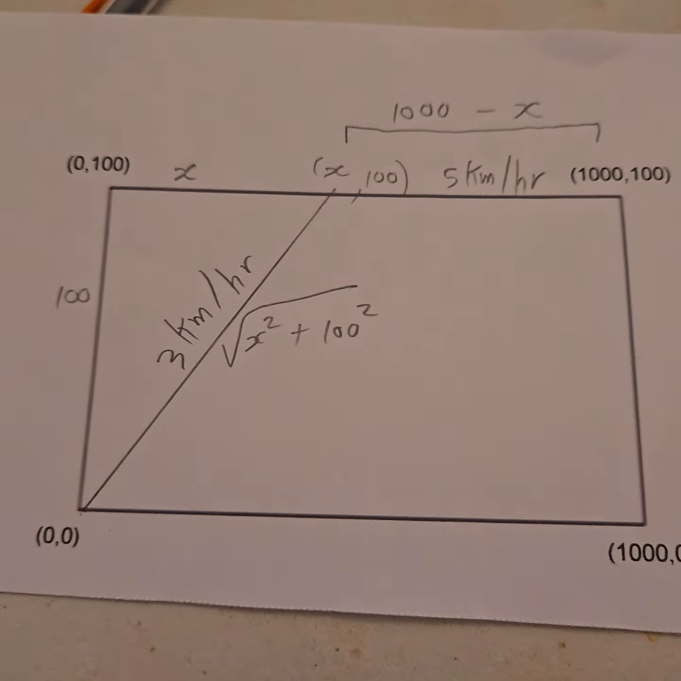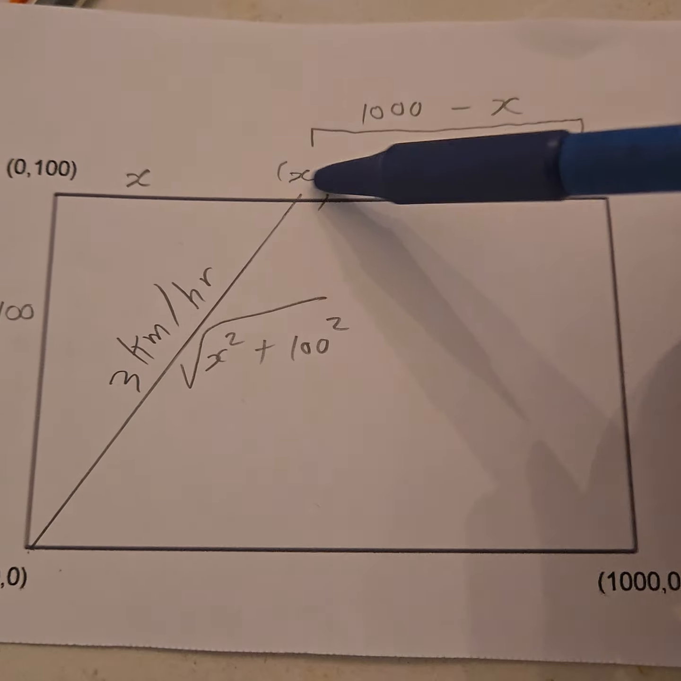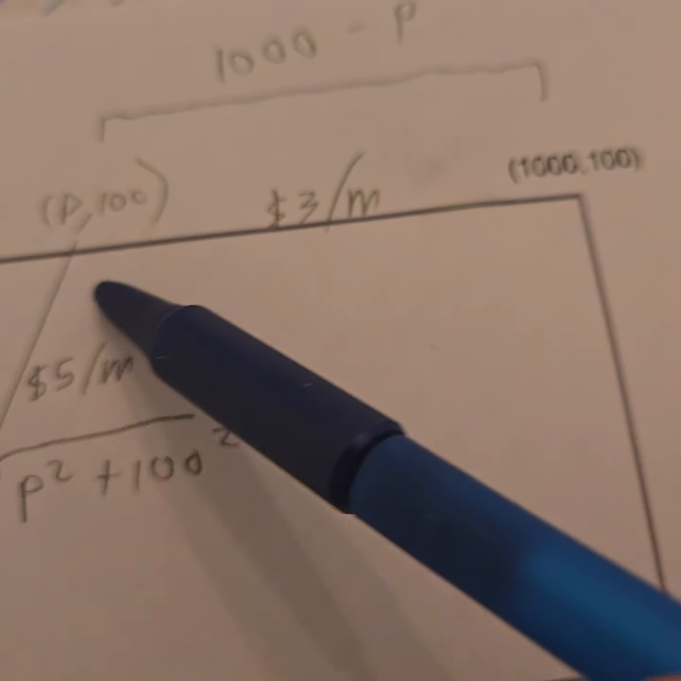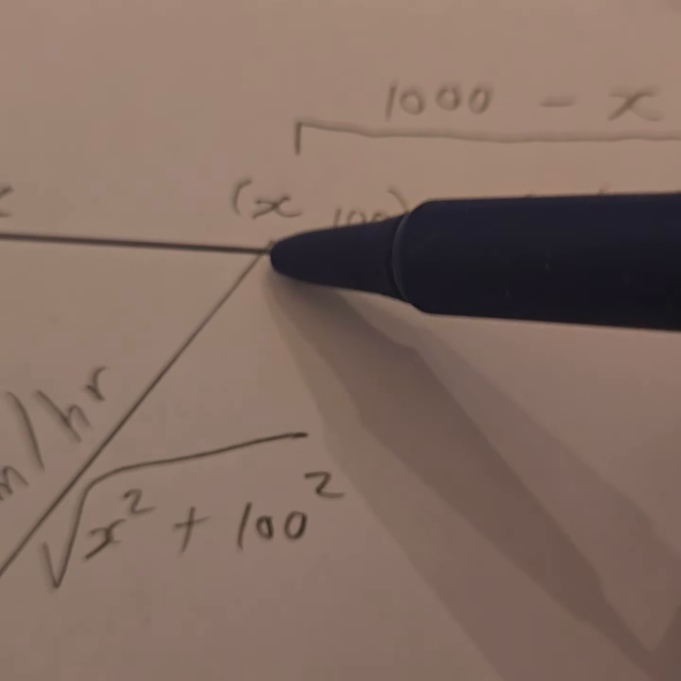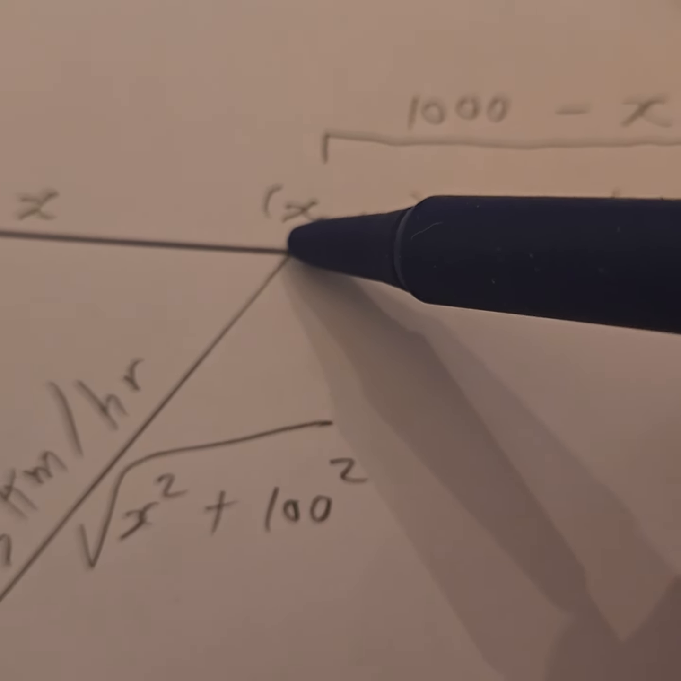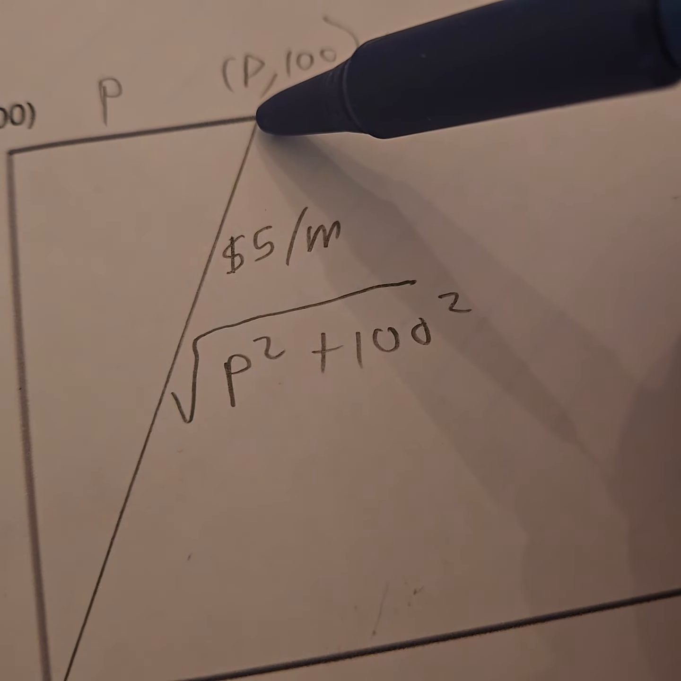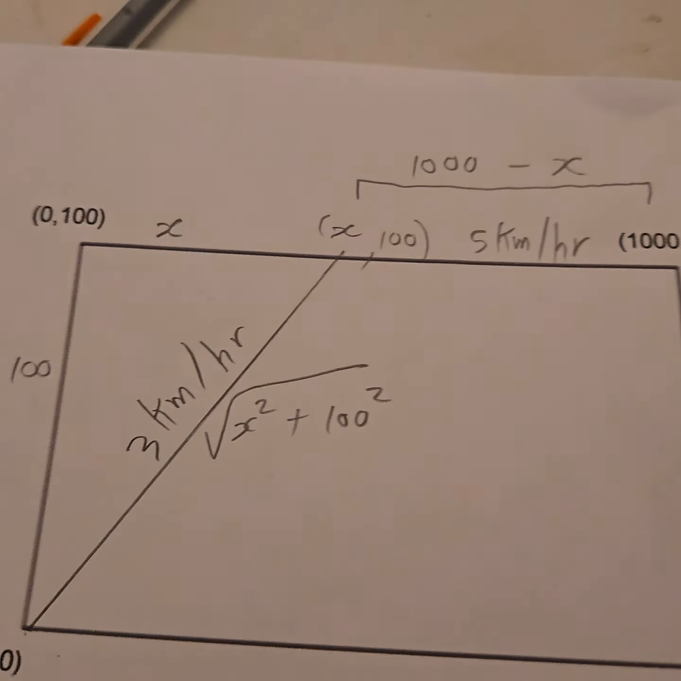Okay, so here's one diagram. That's 3 kilometers per hour, 5 kilometers per hour. There's $5 per meter, $3 per meter. The point where the swimmer reaches, I called it X, and the point where the wire reaches the other side, I called it P. I used two different letters to avoid confusion.